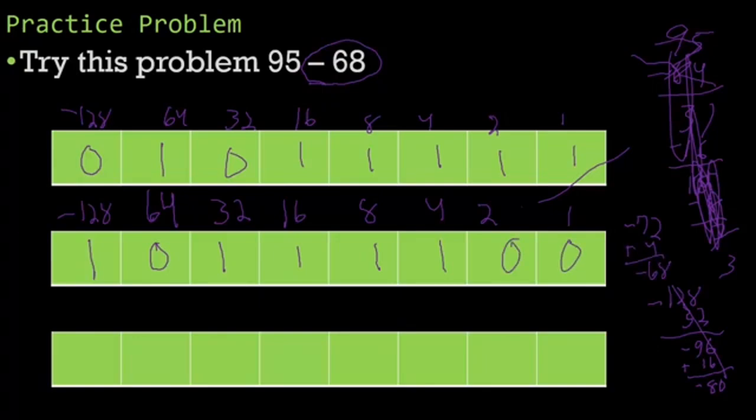Now that I have all this written out, I can do my binary arithmetic. What's 1 plus 0? 1. What's 1 plus 0? 1. What's 1 plus 1? 1 plus 1, remember, is going to be a 0, and we carry the 1. What's 1 plus 1 plus 1? This time, instead of a 0 carrying the 1, it's going to be a 1 carrying a 1.